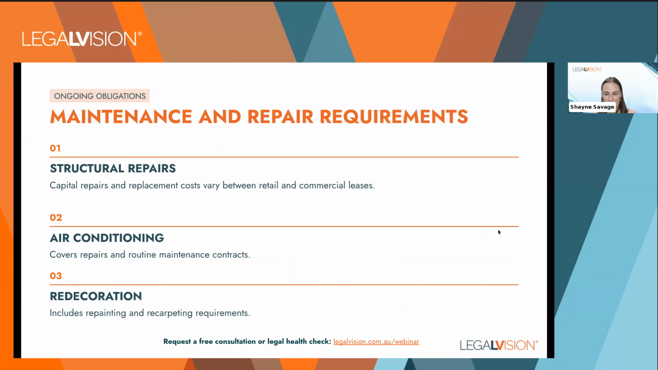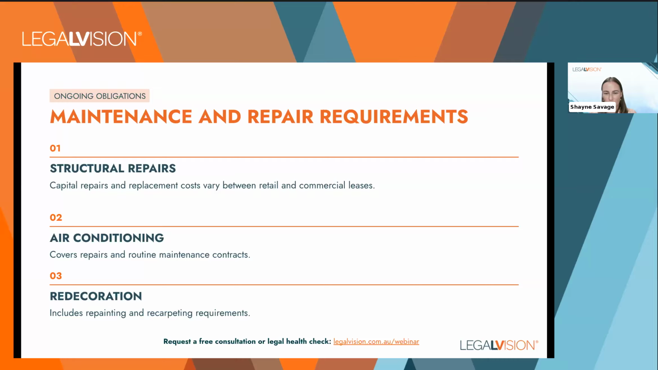Moving to key maintenance and repair requirements and the differences between retail and commercial leases. Generally, leases will include structural, capital repairs, and replacement costs. For retail leases, though, generally landlords are prohibited from recovering these costs from tenants, whereas with commercial leases, it's ultimately what the parties decide to include and negotiate in their lease. And you can often see that tenants still may be required to pay for some replacement costs.